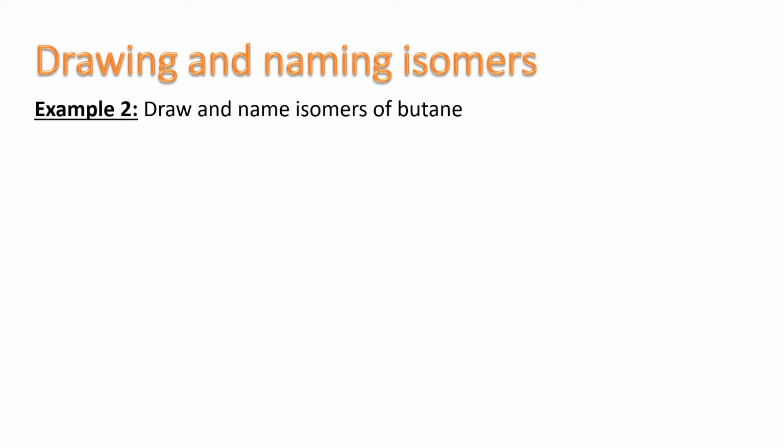Okay, on to our last example of this lesson. Draw and name isomers of butane. Now the very first thing we need to do is draw butane. So if we do that first, we've got 4 carbon atoms, 10 hydrogen atoms, and single carbon-to-carbon bonds. Now if we think back to the rules that we'd learned, an alkane doesn't have a double bond, so it's not an alkene, so you can't change the position of the double bond. Alkanes don't have the same general formula as cycloalkanes, so we can't put it in a ring structure.